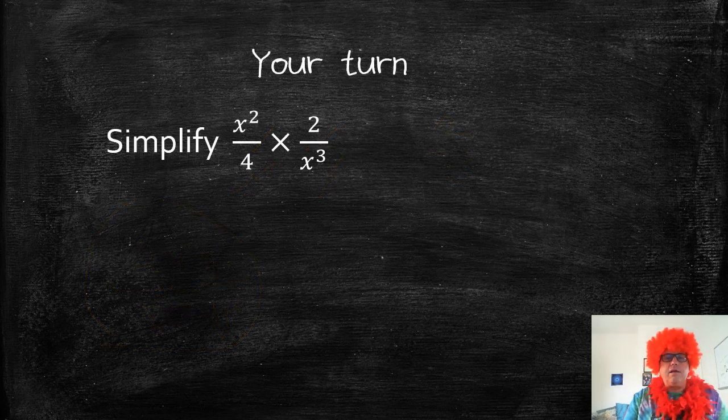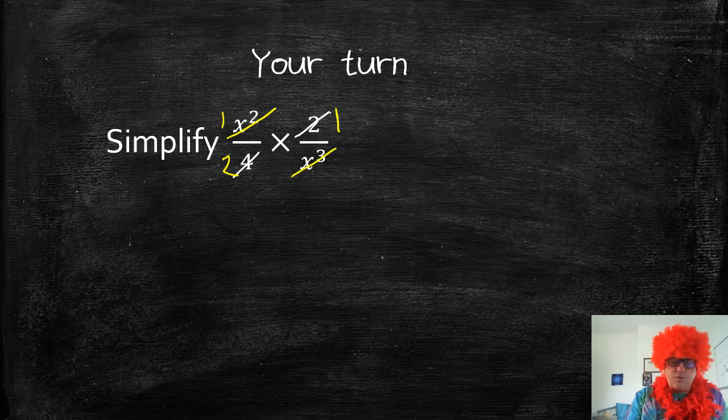Pause the video and go ahead and simplify this multiplication. Okay, 4 and 2 can both be divided by 2. 2 divided by 2 is 1. 4 divided by 2 is 2. x squared, I can divide top and bottom by x squared. That becomes 1. And x cubed divided by x squared becomes x. So top is 1 times 1, which is 1. And bottom is 2 times x, which is 2x.